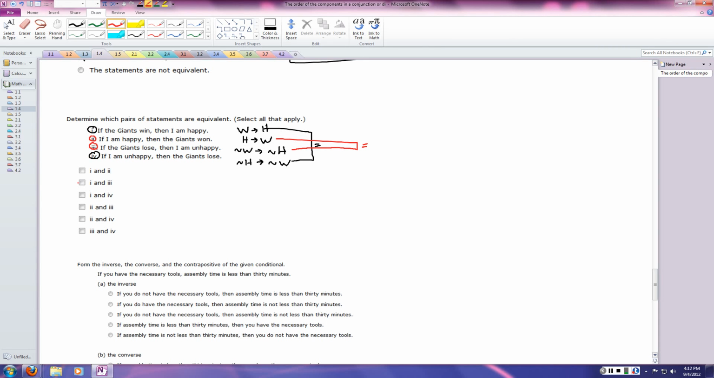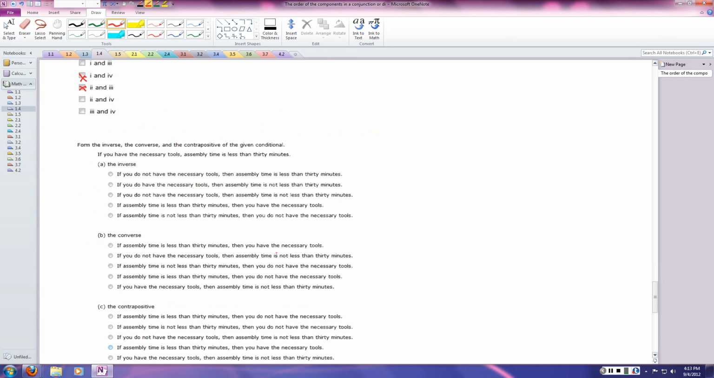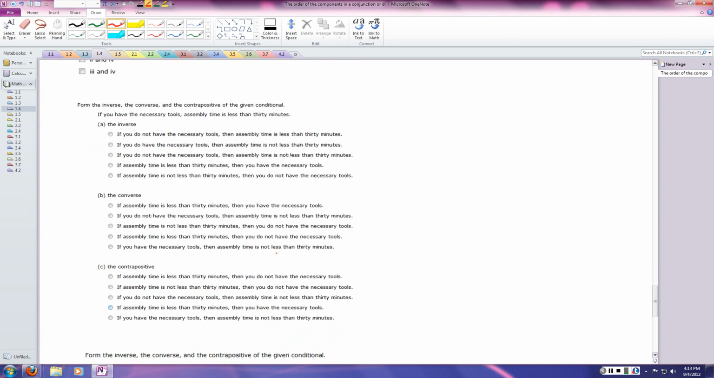So 2 and 3 are equivalent and 1 and 4 are equivalent. So there is more than one box you need to click on these. You could do a truth table and find these out, but again, it's going to take you so much more time than just writing them symbolically and noticing that they're contrapositives of each other. So hopefully at this point, these are getting more and more straightforward for you.